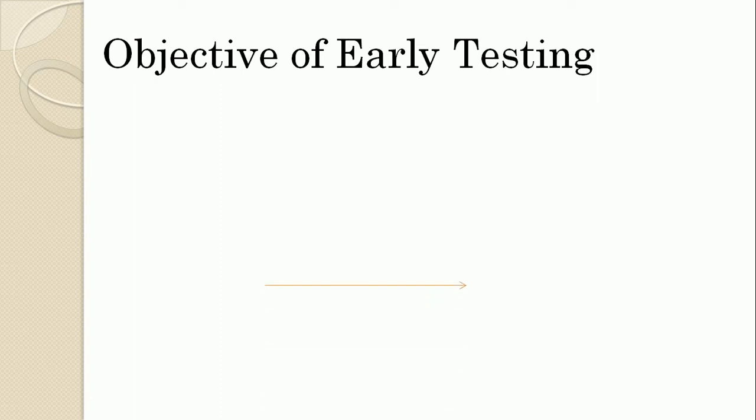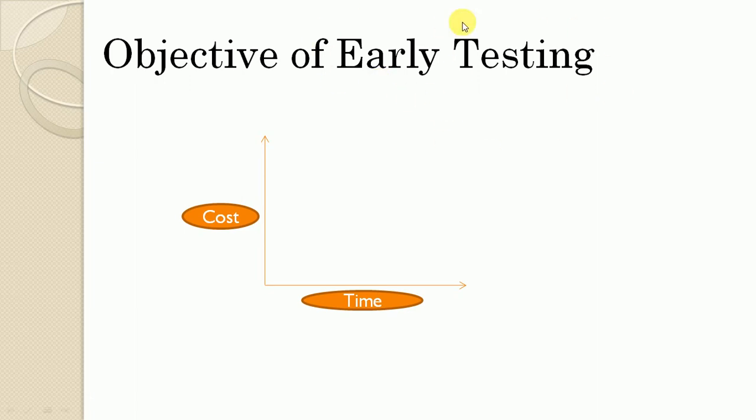Let's see. Suppose this is the x-axis, which defines duration or time as per the SDLC, and second, I have the y-axis, which defines cost. Whenever we find any defect in the application, we need to find the defect and we need to fix the defect. As per the duration, if we find any defect late in the life cycle, then automatically the fixing cost of that defect increases. So can I say, if the defect ratio is high and it is found late in the life cycle, definitely the cost of the defect increases, right? So early testing is important.